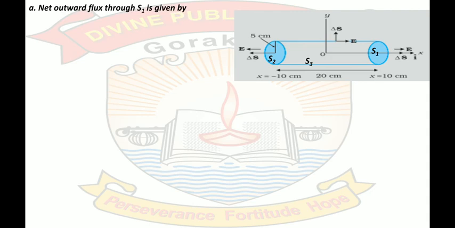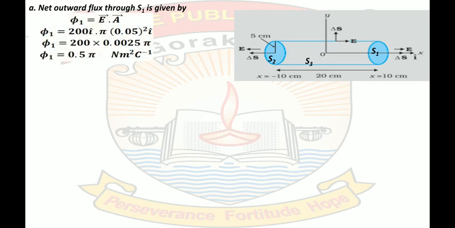The first question was what is the net outgoing flux through each flat surface. So first of all we'll solve for S1. Net flux through the S1 is given by phi1 is equal to E vector dot A vector. E vector is 200 i cap. A vector is pi r square into i cap. i dot i becomes 1. When we solve this, we are going to have phi1 is equal to 0.5 pi Newton meter square per coulomb.